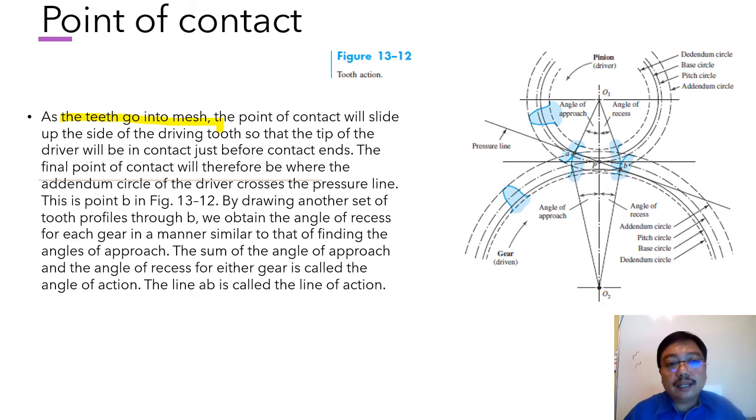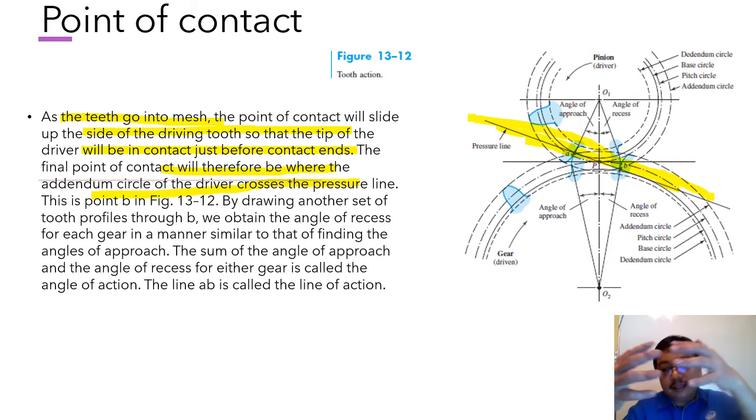The point of contact will slide up the side of the driving tooth so that the tip of the driver will be in contact just before contact ends. The final point of contact will therefore be where the addendum circle of the driver crosses the pressure line. Where is the pressure line? This is the pressure line. It is also called the line AB. You can see the letter A and the letter B here. This is the line AB, meaning that both are connected together. It is the pressure line.